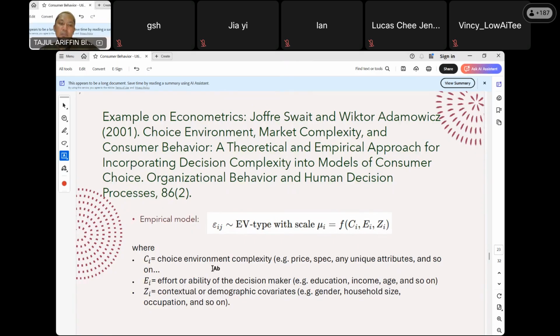C can be environment complexity, for instance price volatility, price uncertainty, and then spec, and whatever unique attributes of the product. E, decision maker, maybe on your skill, your budget, and whatnot. And then Z, conceptual or demographic covariates or determinants, like gender, household size, occupation, and so on and so forth. In other words, if you want to proceed with a utility behavior study, eventually you have to decide also what you are looking at.